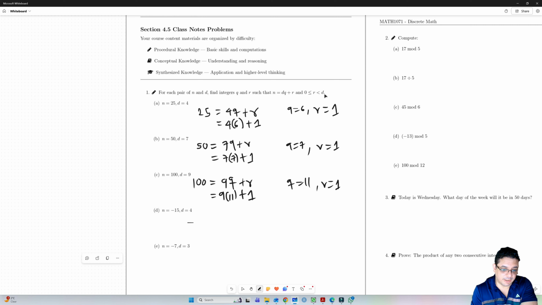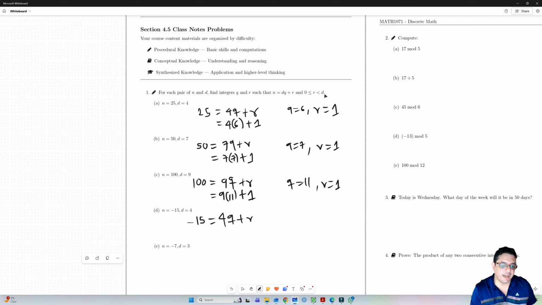Now, a different thing is when we have negative numbers. Remember that we can have negatives on q, but we cannot have negatives on the residual. So now we're going to see minus 15 as 4 times a certain number q plus r. The way that we want to check this is kind of similar. We want to look for numbers whose product is close to minus 15. So obviously it's going to be a negative number.